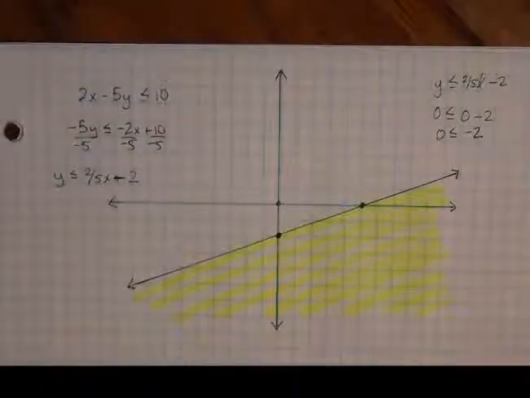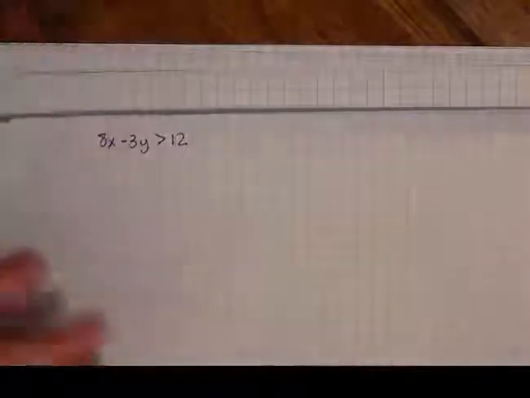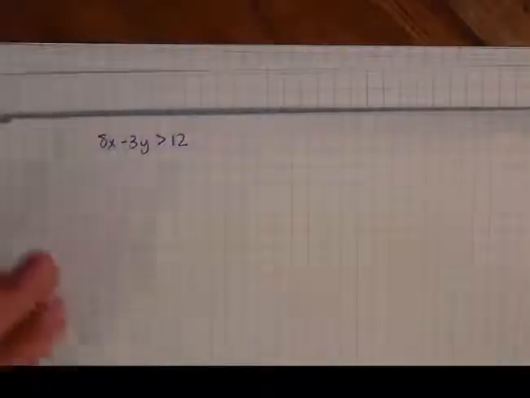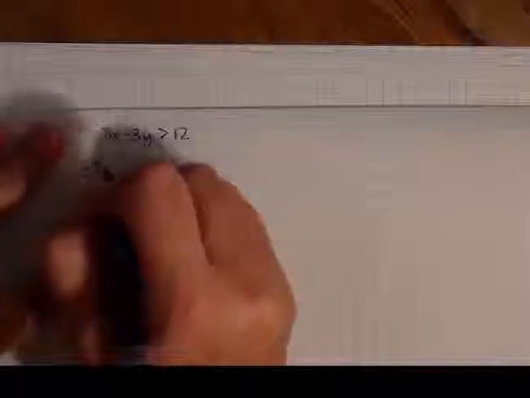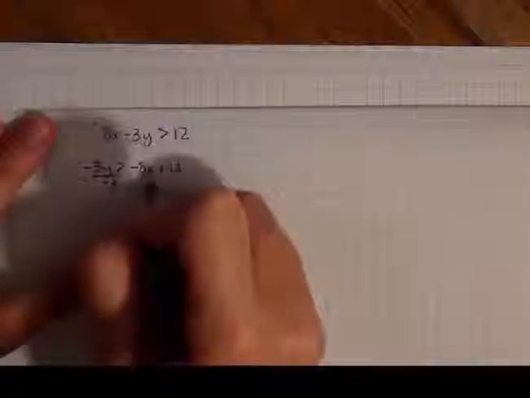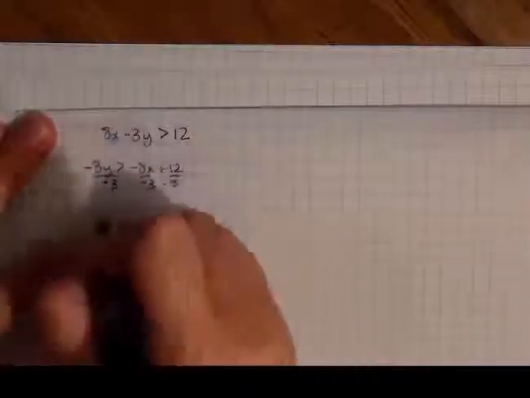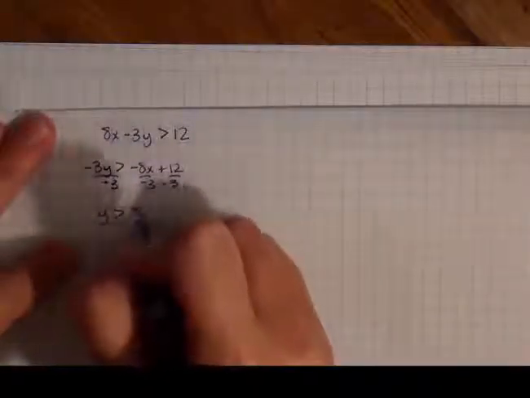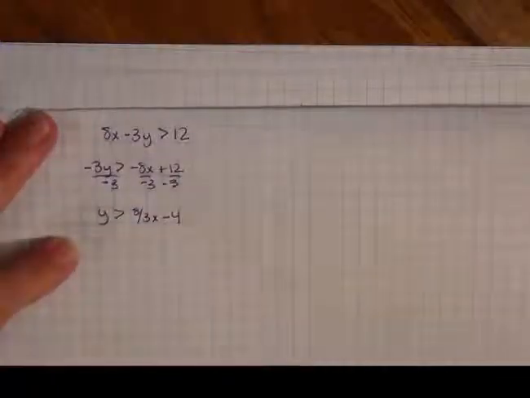Let's try one more that's not in y equals mx plus b form. Let's do the line 8x minus 3y is greater than 12. So first I'm going to go ahead and convert this one. I get negative 3y is greater than negative 8x plus 12. I divide everything by negative 3. And I get y is greater than 8/3 x minus 4.